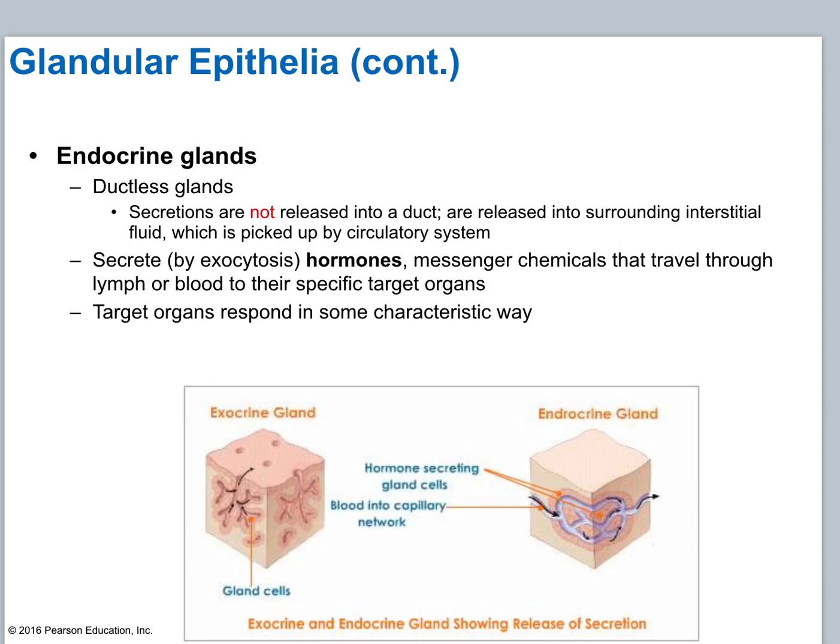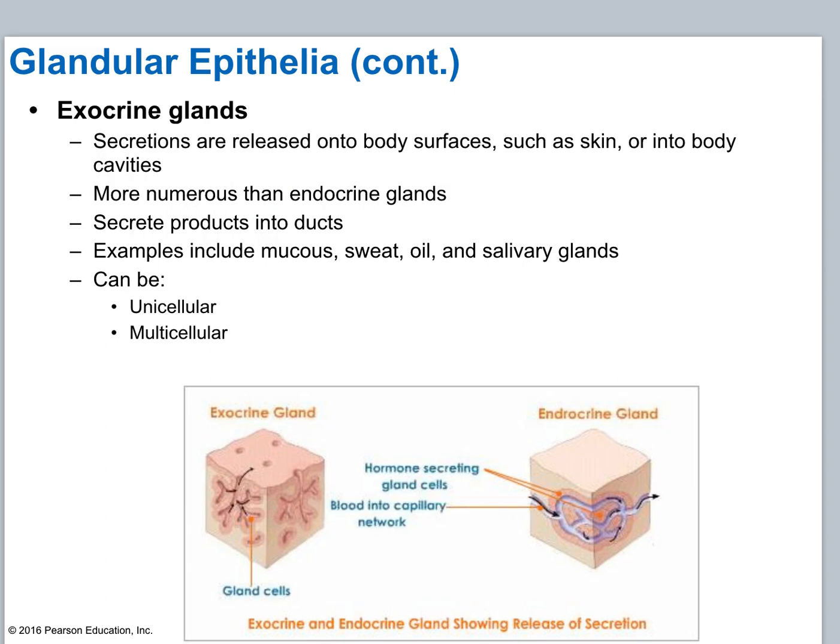So again, just to re-emphasize, endocrine glands secrete hormones, secrete their chemicals inside the bloodstream. The thing about this, they don't use a duct. A duct is basically a tube that's used for a secretion to travel through from one place to another. So endocrine glands do not use ducts. They're ductless, as opposed to an exocrine gland, which does use a duct.